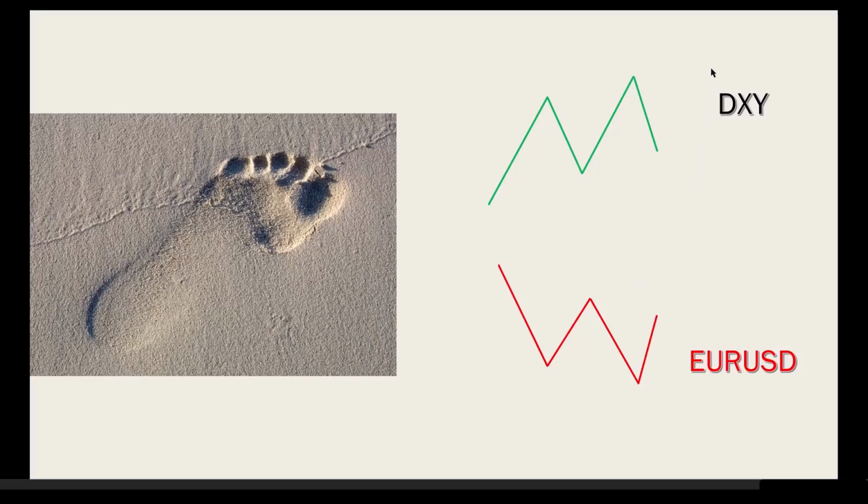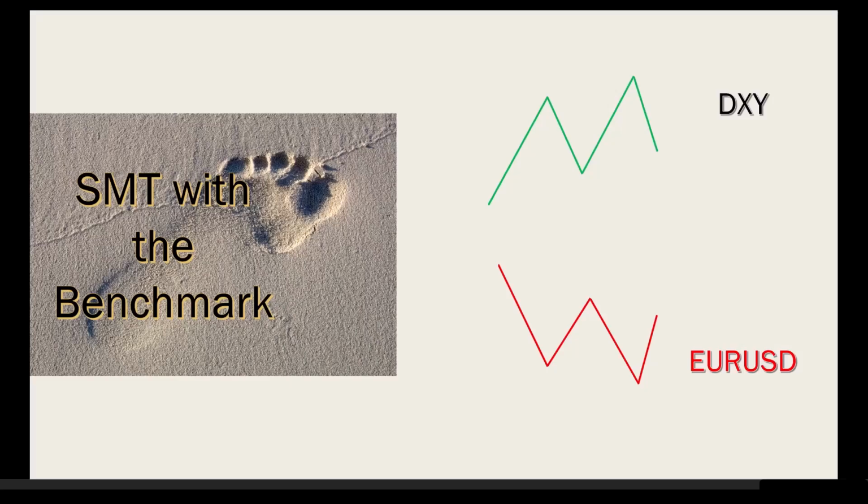Now, this is the dollar index, and this is the Euro USD. So I want to talk about the smart money technique with the benchmark. This is the DXY, and this one is the Euro USD. You understand that these two are inversely correlated, whereby if the DXY makes a higher high, you're anticipating this particular Euro USD to make a lower low.